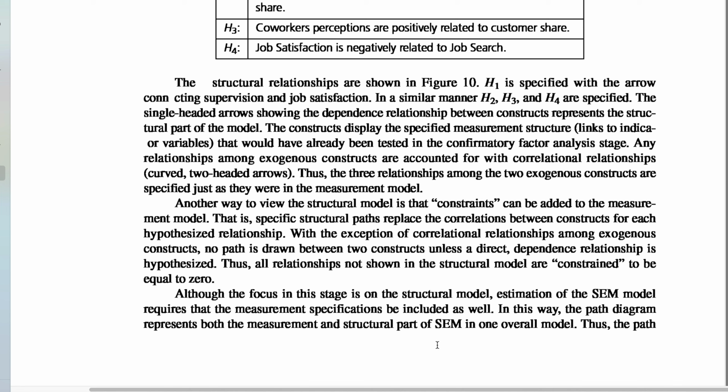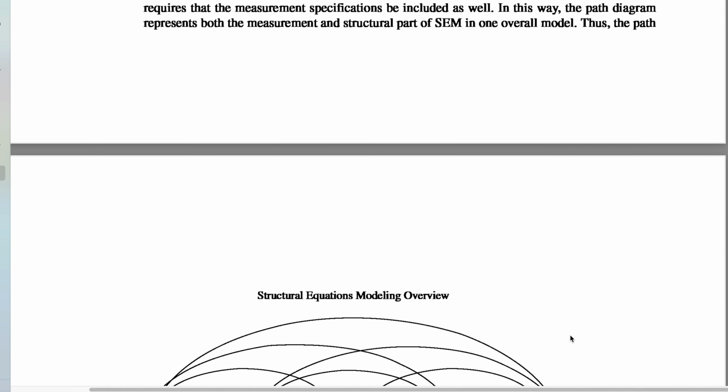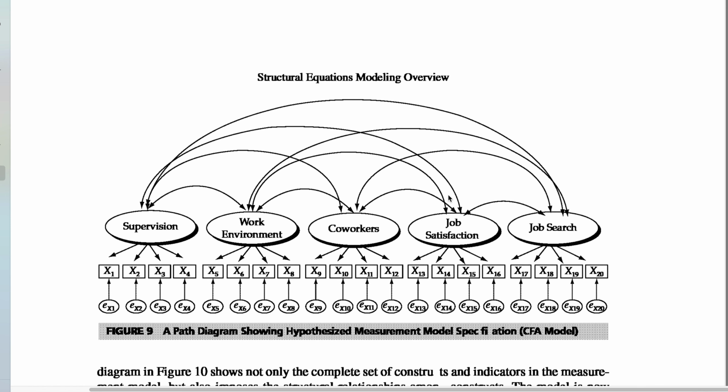No path is drawn between two constructs unless a direct dependence relationship is hypothesized. Thus, all the relationships not shown in the structural model are constrained to be equal to 0. Although the focus at this stage is on the structural model, the estimation of the structural equation model requires that the measurement specification be included as well. In this way, the path diagram represents both the measurement and structural paths of the structural equation model in one overall model. Here is the path diagram overview: supervision, work environment, co-worker, job satisfaction, and job search.